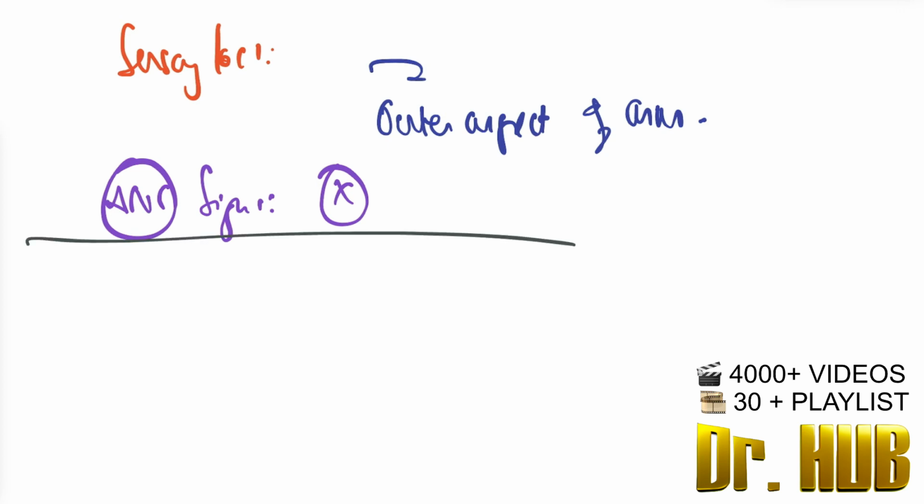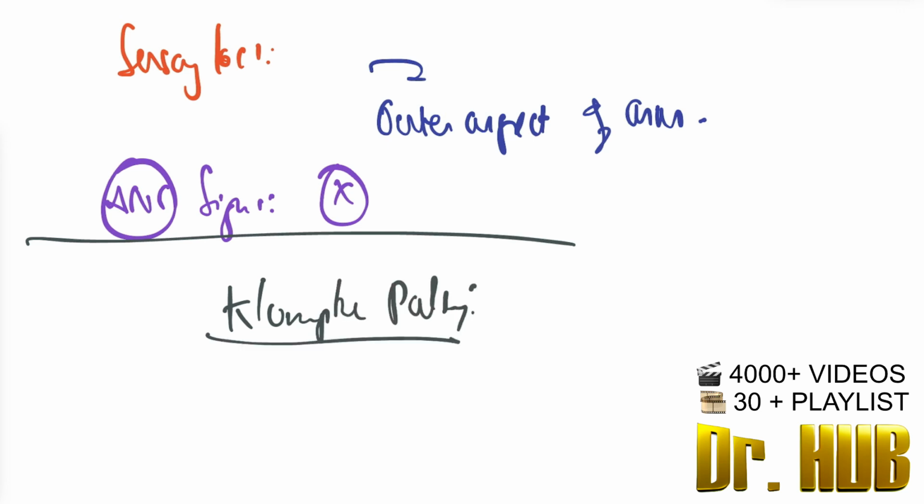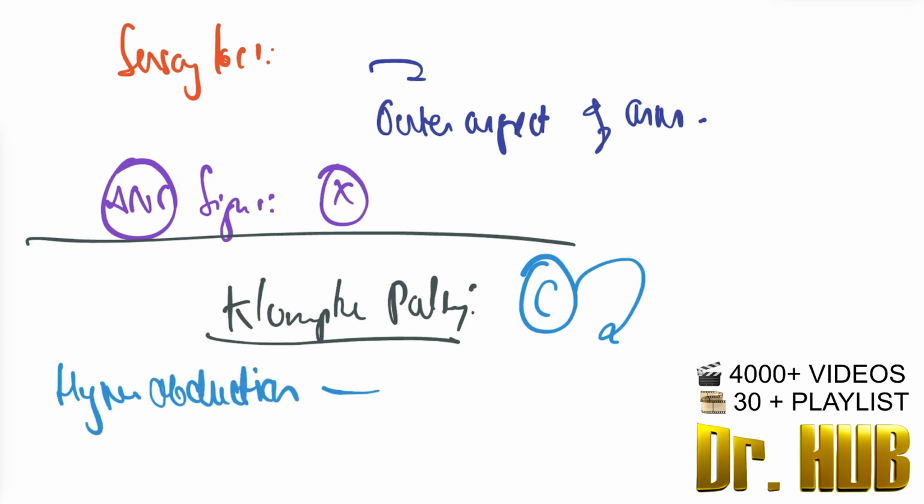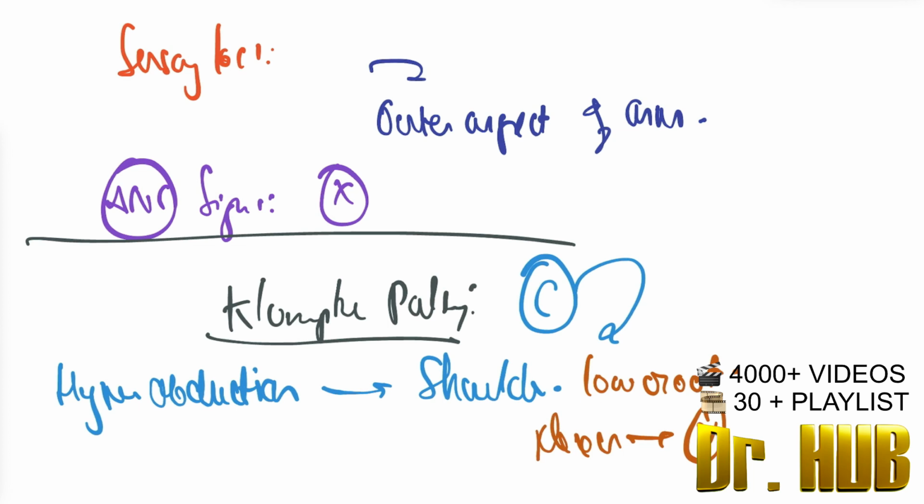Then we move on to Klumpke's palsy. What are the causes of Klumpke's palsy? The causes include hyperabduction of the shoulder, and the lower plexus root is involved, whereas in Erb's palsy it was the upper root.